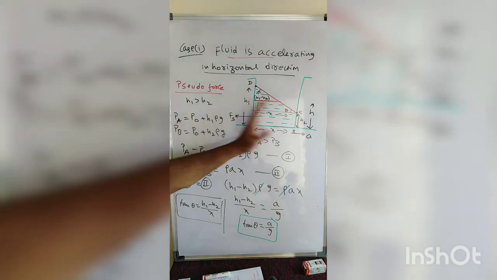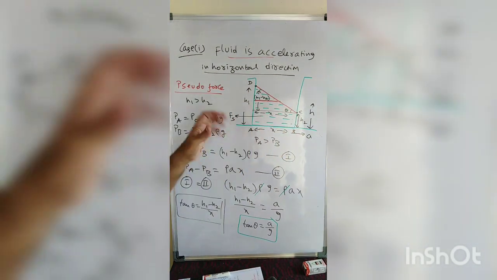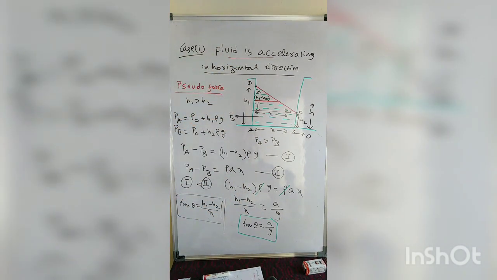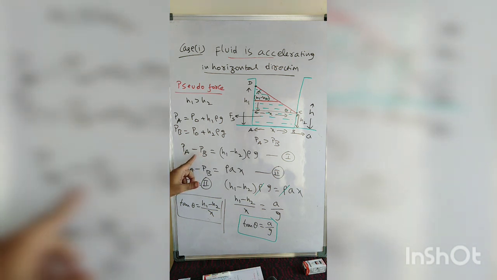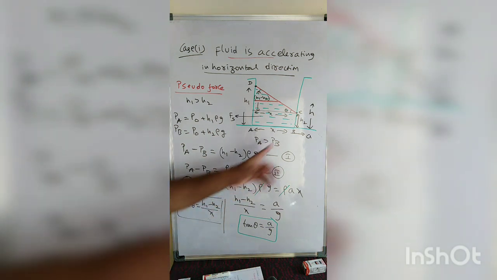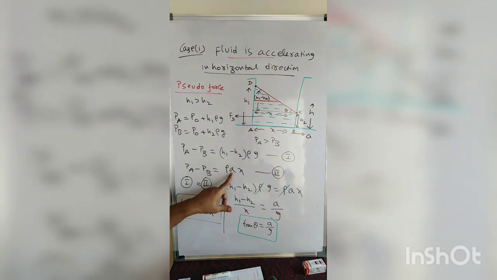And we got a difference in heights. Due to the difference in heights, along the x-axis the pressure is different, and along the y-axis the pressure is different. Therefore, along the y-axis we got Pa minus Pb equal to (H1 minus H2) into rho G, and along the x-axis we got Pa minus Pb equal to rho Gh. So G is A along the x-axis, and the distance is x here.